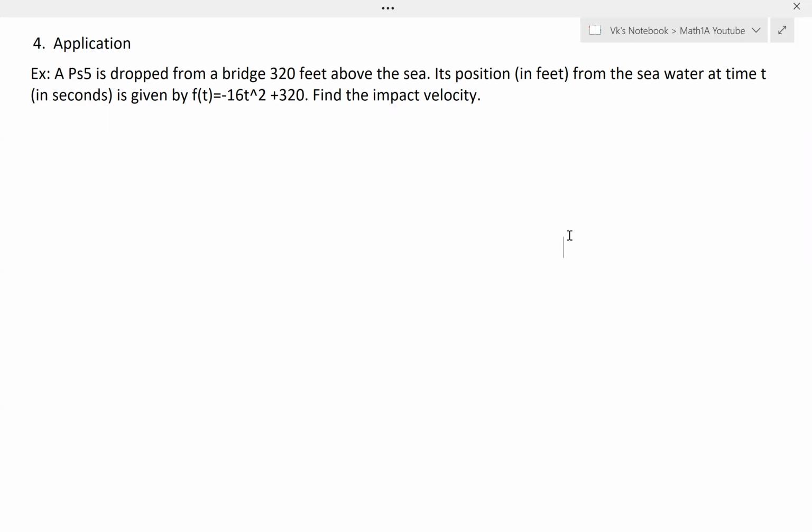For an application, a PS5 is dropped from a bridge 320 feet above the sea. Its position in feet from the sea water at time t in seconds is given by f of t equal to negative 16 t squared plus 320. Find the impact velocity.